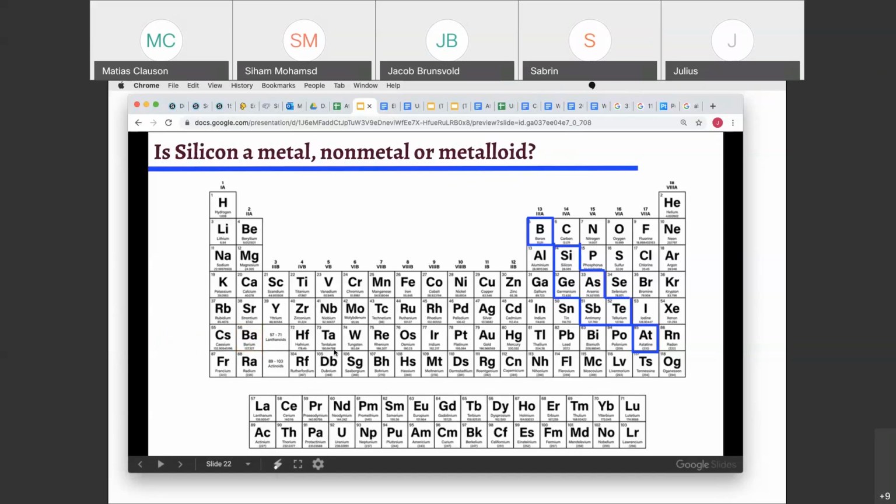Next, let's do silicon. Same thing. Find silicon. Decide if that's a metal, a nonmetal, or a metalloid. So silicon is Si, in case you don't know the symbol. So look for Si. A couple of you have answered already. Let's get a few more answers, and then I'll tell you the answer.